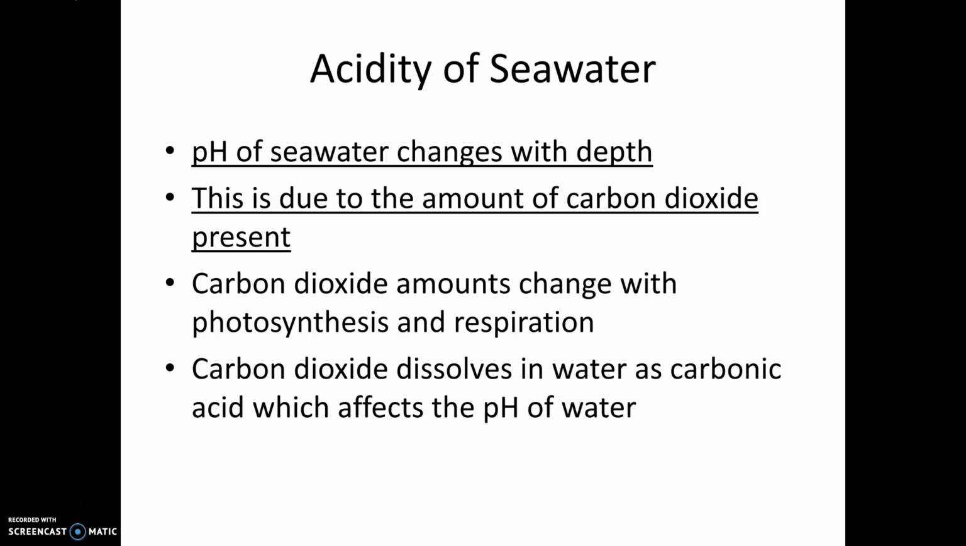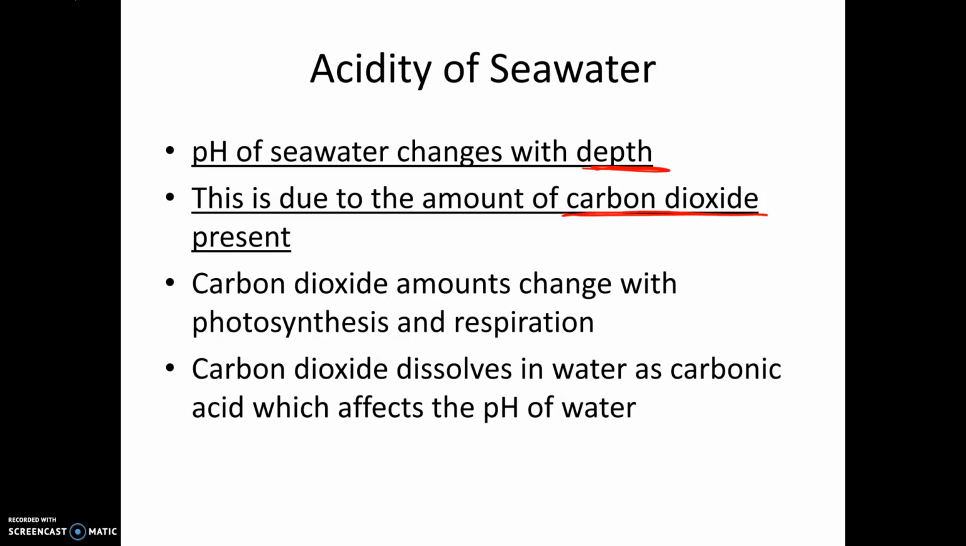Hi everyone, so we're going to continue with our last part of our water notes, starting with the acidity of seawater. So you might know that acidity is measured in pH. So the pH of seawater is going to change with its depth here. The further you go down or the farther you go up, we're going to see that difference in that pH. And this is due to the amount of carbon dioxide that you're going to see within the water. So carbon dioxide, you get different amounts with photosynthesis and respiration.